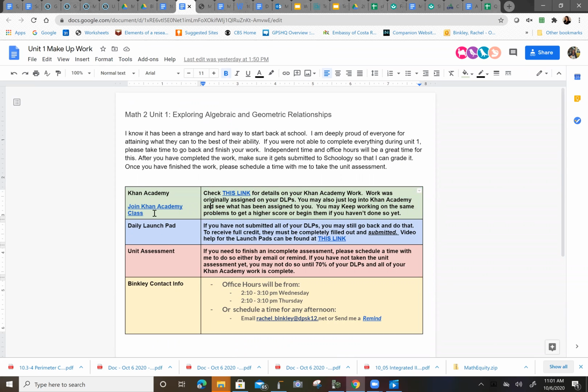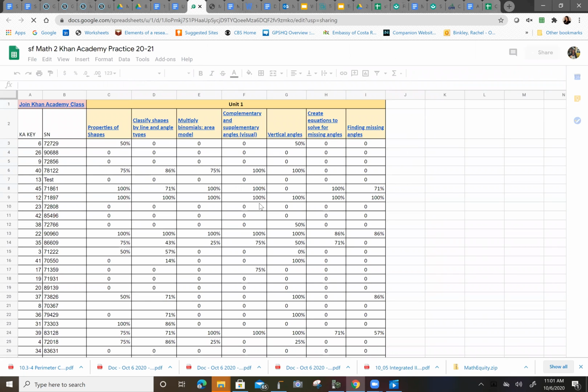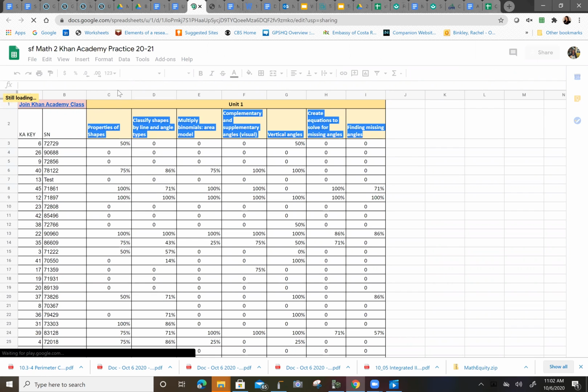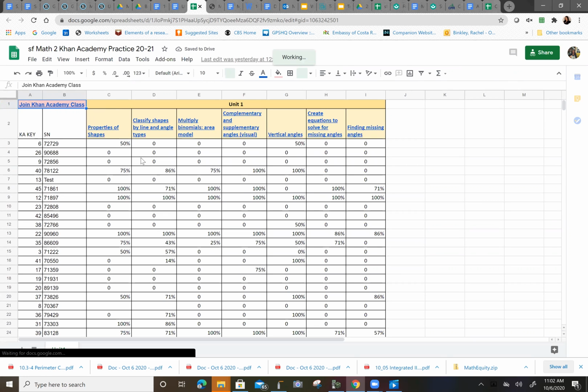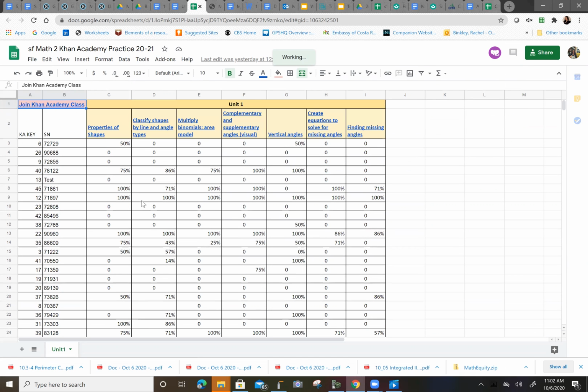If you have not yet joined the Khan Academy class, you can click on this and you will be able to click on Khan Academy and you can always see what I have assigned you. Also, I will be updating this link pretty regularly. If you click on it for unit 1, you will be able to see unit 1 at the top in the yellow. These are all the different practice problems. Each one has 4 practice problems in it. And these are your scores. If it's a 0, it's simply because you haven't had a chance to get it done yet. Please do that. They are worth a lot.